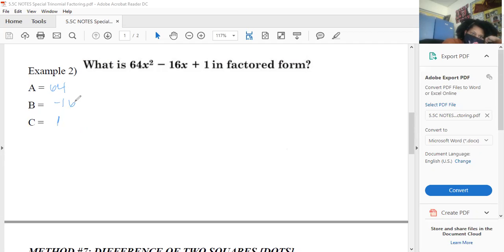So again, I'm looking at A and C to see if they are perfect squares. So 64 is a perfect square because 8 times 8 is 64. And 1 is also a perfect square because 1 times 1 is 1. So my little a is going to be the square root of 64, which is 8, and also an x because x squared is a perfect square as well. X times x is x squared. So my a term is 8x. My b term for the formula that I'm going to be using is going to be the square root of c, and the square root of c is 1.